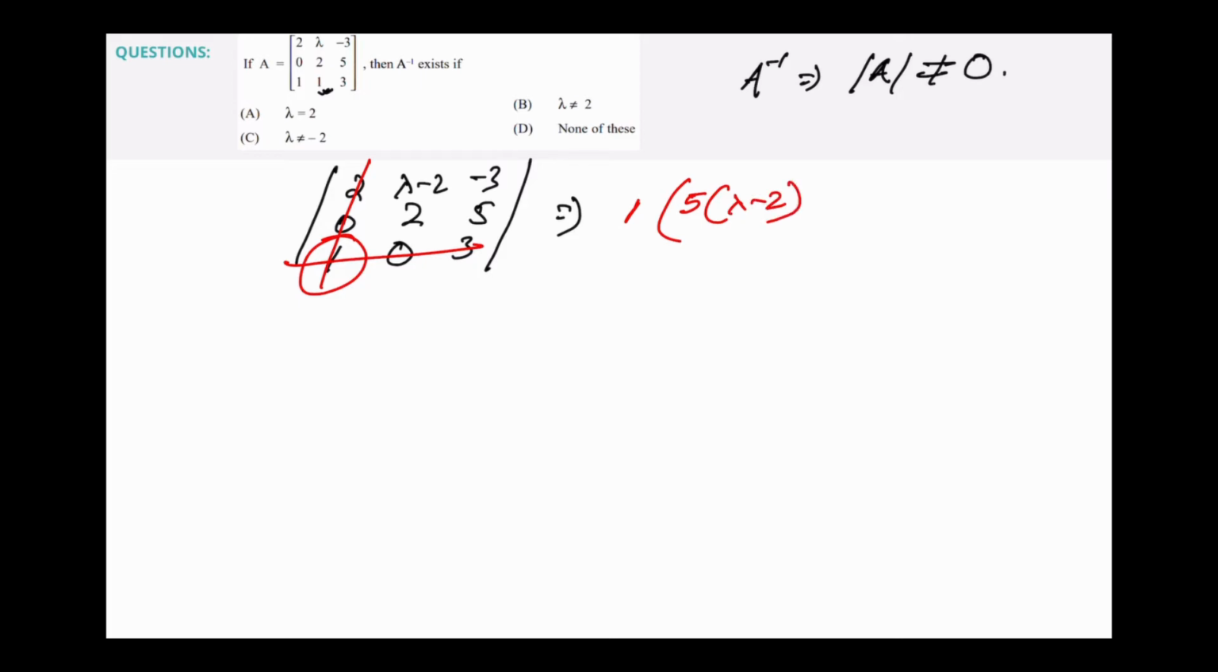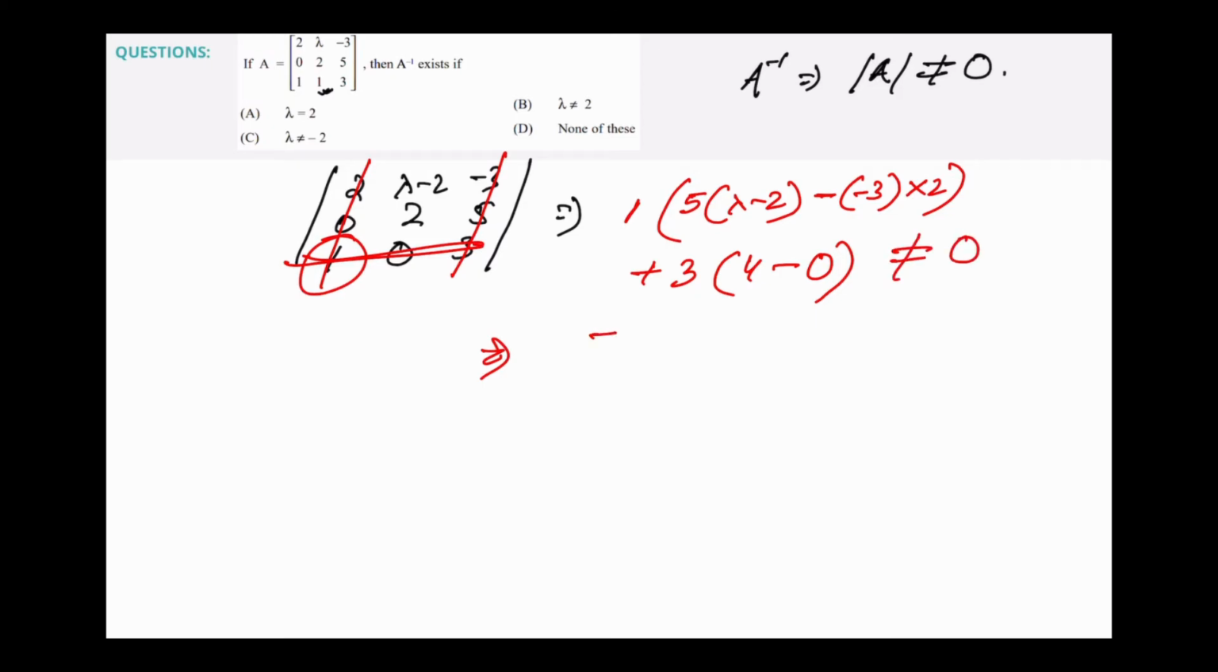So for this first one, 1, it will be 5 into lambda minus 2 minus 3 into 2, correct. And then 0 is gone, plus 3 into, for this, okay, it is 4 minus 0, correct. So, and this should not be equal to 0. So 5 lambda minus 10 plus 6 plus 12 should not be equal to what?